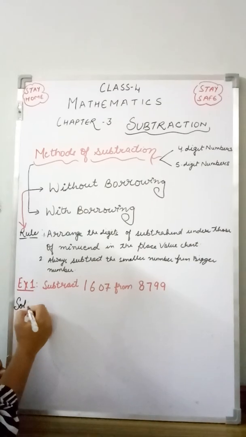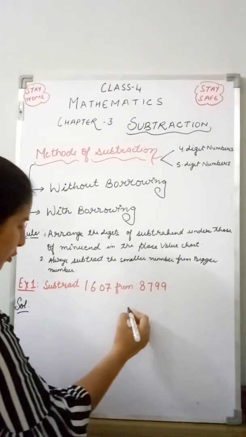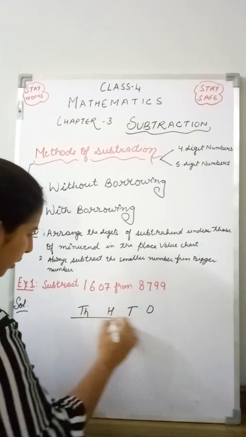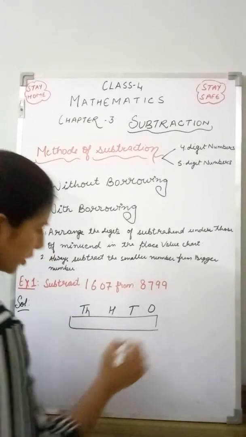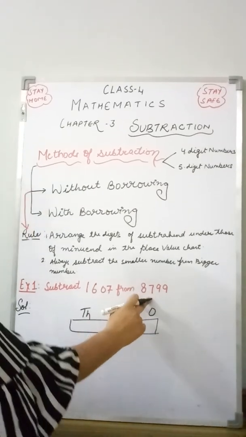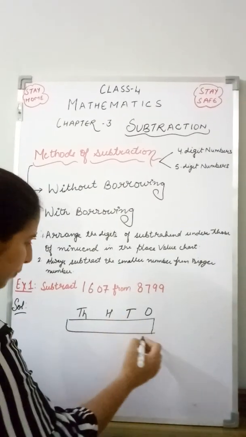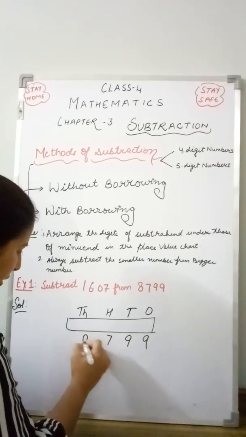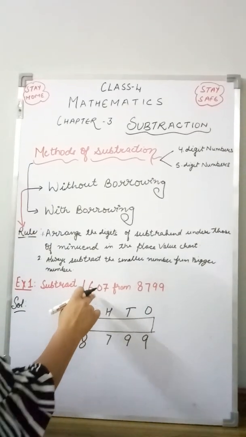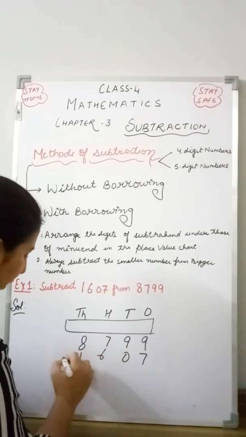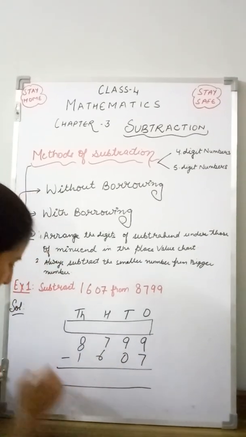So let's start the solution here. For that, we have to write the place values: ones, tens, 100, 1000. Make a column here, just give one line space here. So this is the minuend, so write this number. Start writing from ones place: 9, 9, 7, 8. And this is the subtrahend, so write this number under minuend: 7061. Let's start the subtraction here.